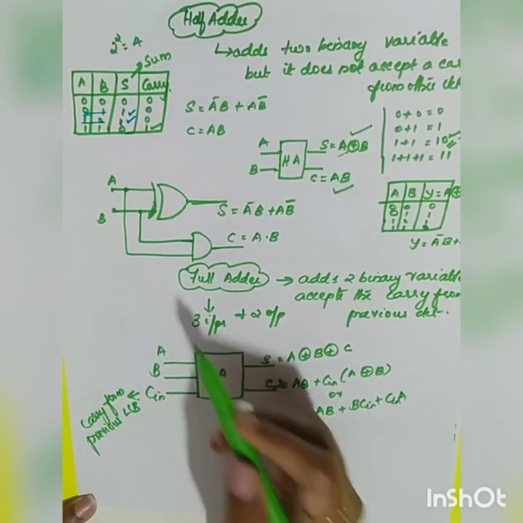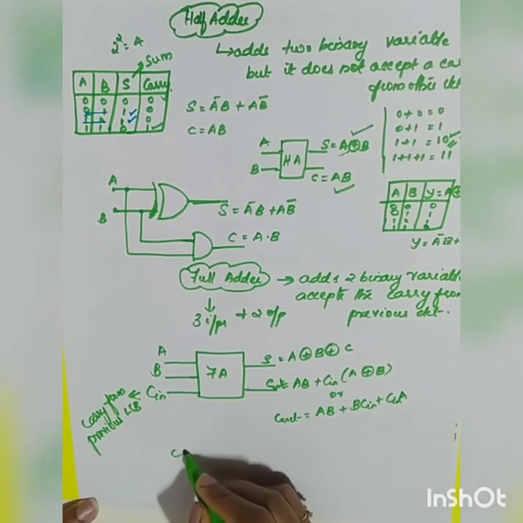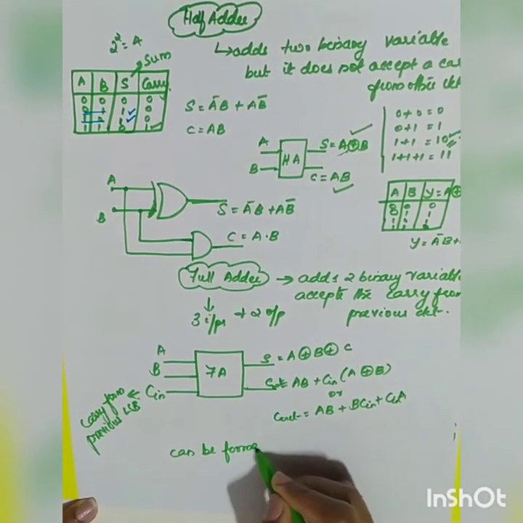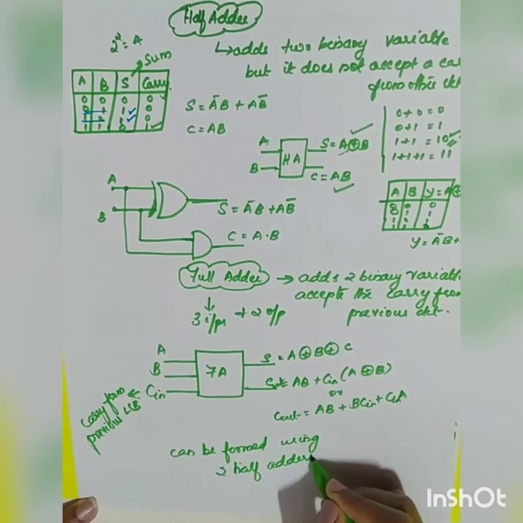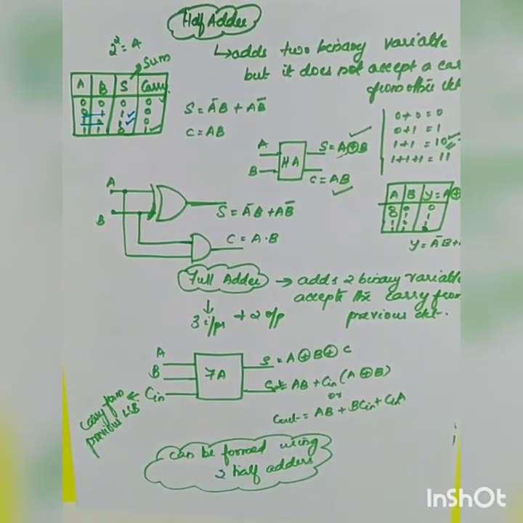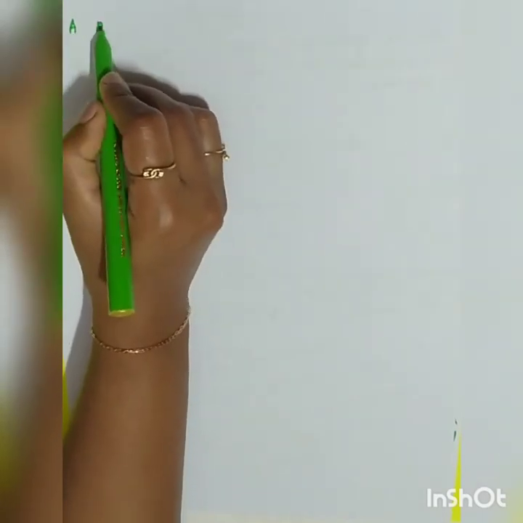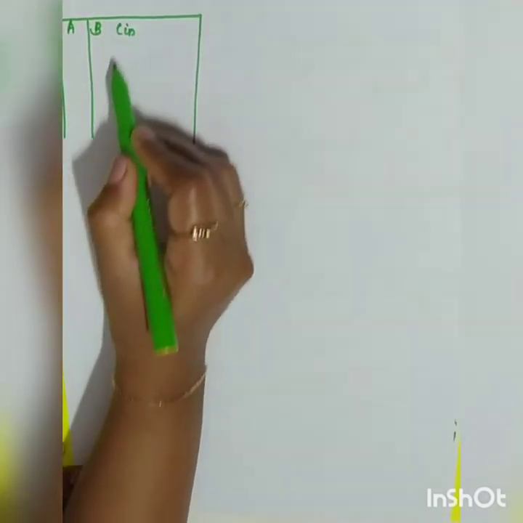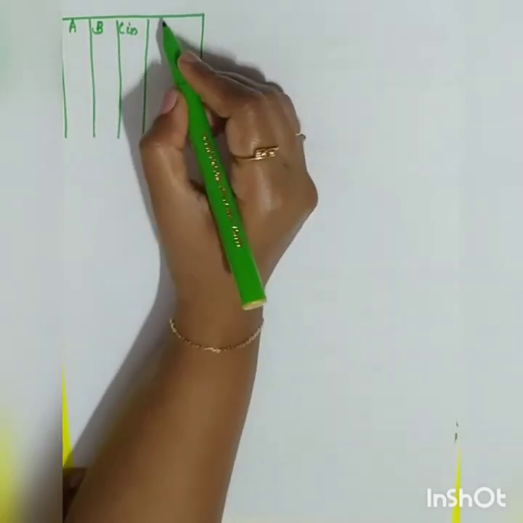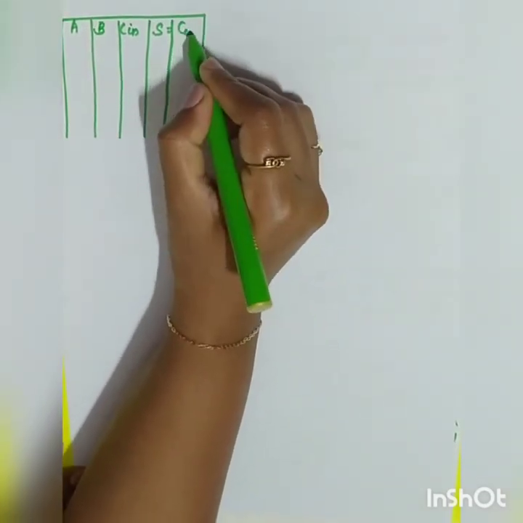Okay. So now the specialty of this full adder is that a full adder can be formed using two half adders. So we will proceed with what is given in your text, both the ways. So first let us see the truth table of the full adder. Since it has three input bits, what is going to be your truth table? If I take A, B, C in, it has three inputs and two outputs. So what will be your combination? 2 power 3, you have 8 combinations, sum, and it will be your carry out.